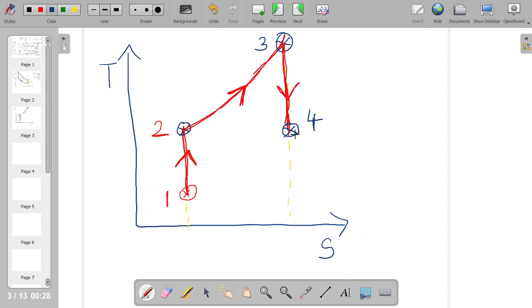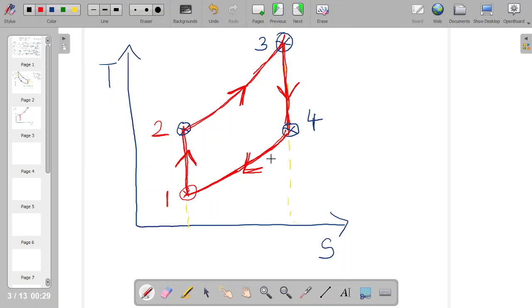And again it is a logarithmic equation if you go in detail. So that will be a curve opposite to the second one. So we can draw another curve like this, which comes to 1, because this is a cycle. It should come to 1. So this is our last process, that is 4 to 1, reversible adiabatic expansion or isentropic expansion.